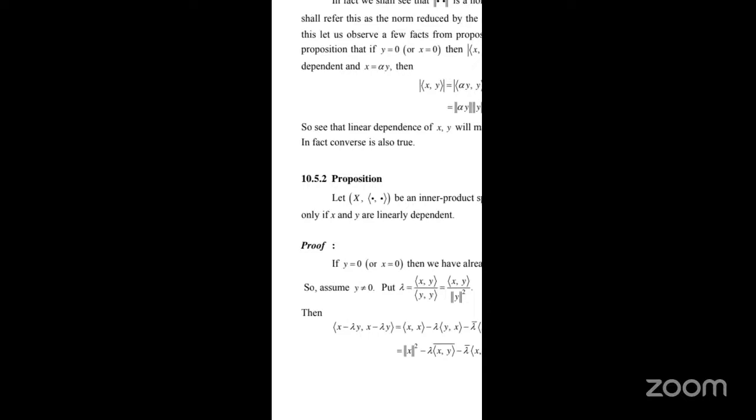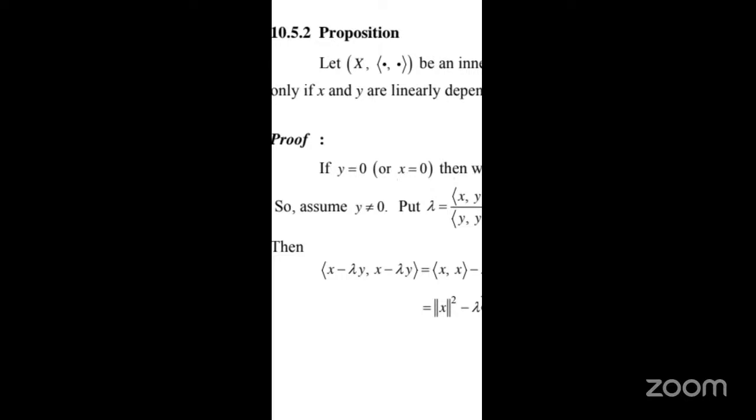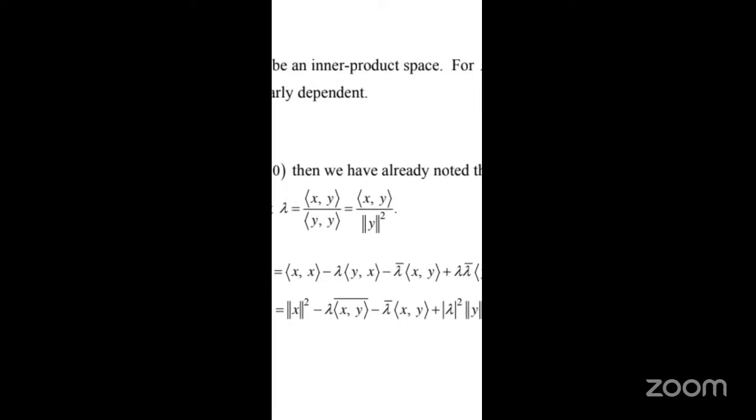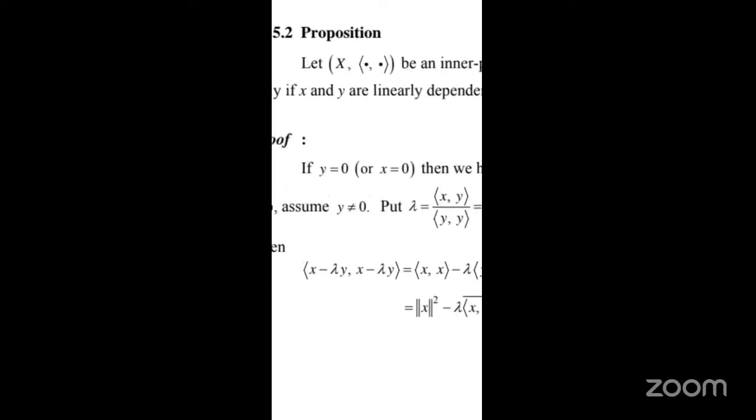Okay, if y equals 0, both sides are zero. If y is not equal to 0, lambda equals the inner product of x and y divided by the inner product of y and y, or the inner product of x and y by norm y squared. First of all, you must find the inner product of x minus lambda y with x minus lambda y. That is x and minus lambda y, and minus lambda y and x, minus of minus means plus, lambda y and lambda y. That is the representation.